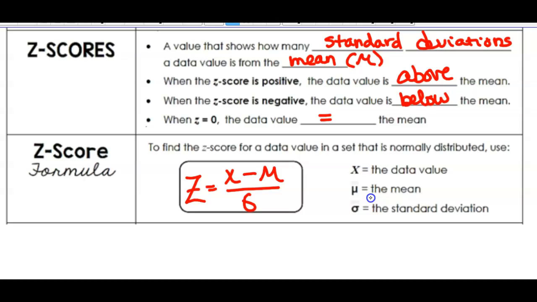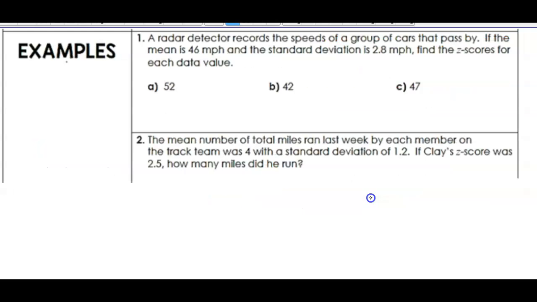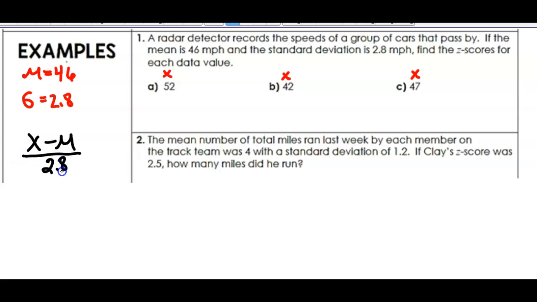Okay, so use this information over here. You get to use the formula. It says a radar detector records the speeds of a group of cars that pass by. If the mean is 46 and the standard deviation is 2.8, find the z-score for each of these data points. So if each of these is x, the formula again is you take x minus the mean, how far it is away from the mean, and divide by the standard deviation, or 2.8. So it's exactly how many standard deviations above or below. Well, 52 is above, so 52 minus 46, and then we divide by 2.8. 52 minus 46, enter, divided by 2.8, is a z-score of positive 2.14.